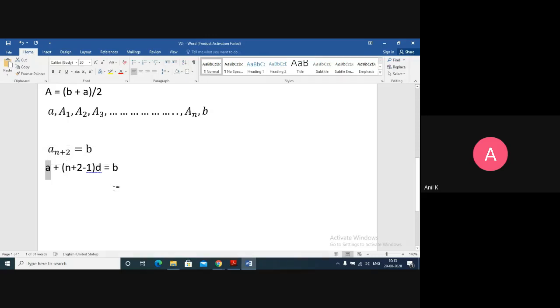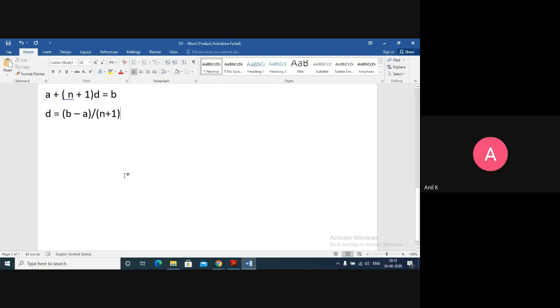A plus (n minus 1) into D, but in place of n, here I have n plus 2. So I have A plus (n plus 2 minus 1) into D. If I simplify this, n plus 2 minus 1 is going to be n plus 1, so (n plus 1) into D equals B. So finally, I am going to get D equals (B minus A) upon (n plus 1). So this is your value of D.